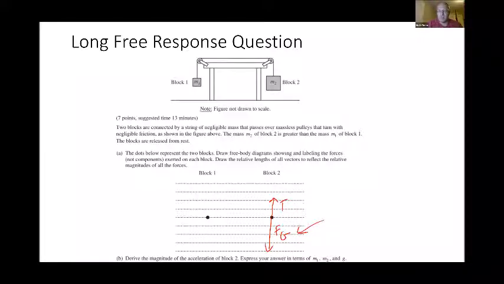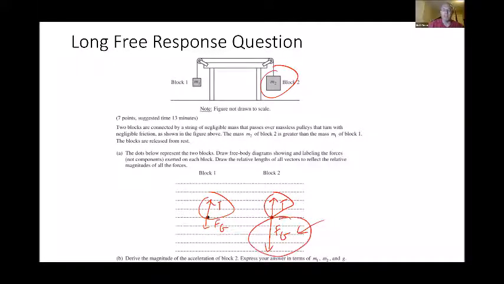Over on block 1, we have the weight of block 1 acting down, but we know this block's going to accelerate up because block 2 is bigger, which means the tension acting on that one has to be bigger than the weight of block 1. But that tension should be the same as this tension. So these two need to be the same length, whereas the weight of block 1 should be smaller. Maybe something like that.